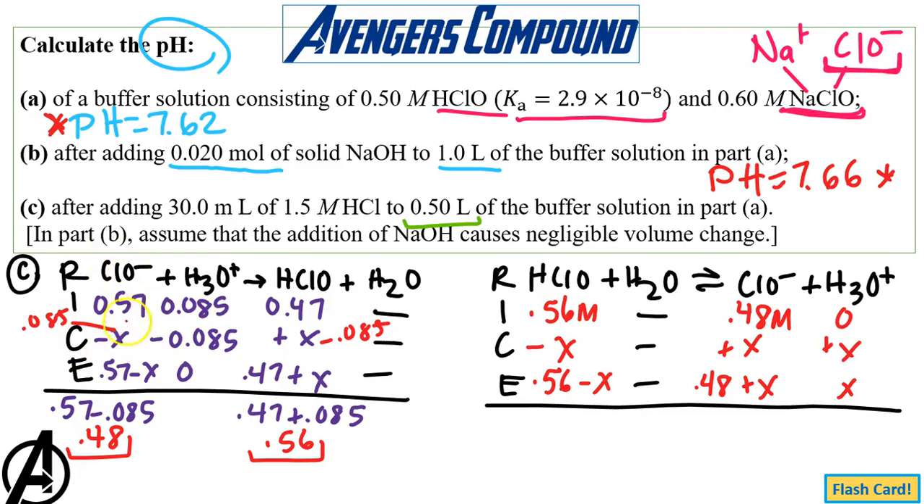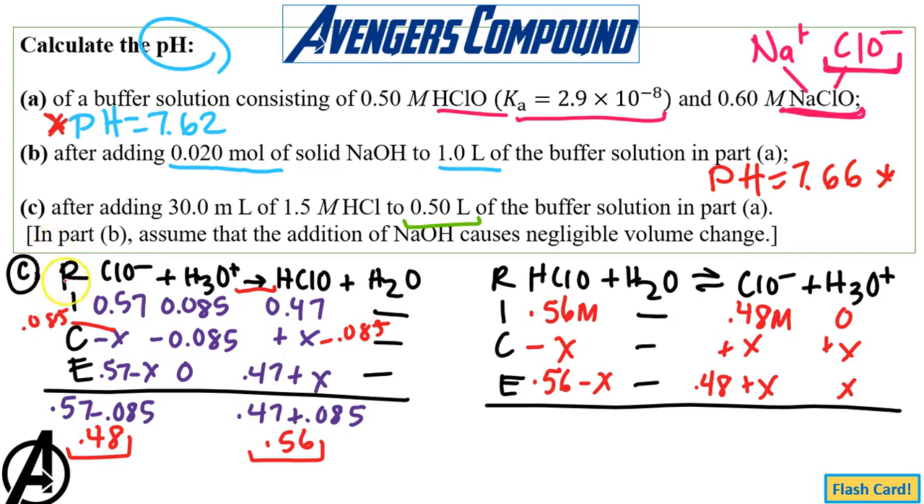We know that our reactants are being used up, so we have minus x, and plus x for our product. Of course, we have 0.57 minus x here. And again, our H3O plus is completely used up, so it's going to be 0 at equilibrium. Therefore, we can automatically say our x value is 0.085. That's going to allow us to get brand new initial amounts for ClO minus and brand new initial amounts for HClO.